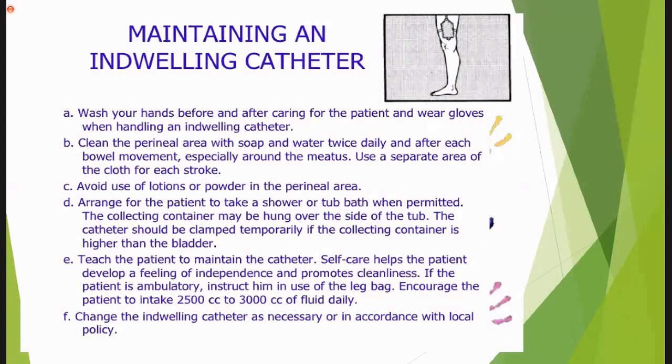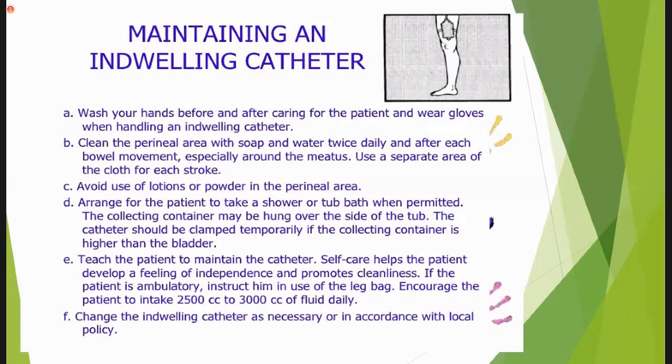How to maintain? Wash your hands before and after caring for the patient and wear gloves when handling an indwelling catheter. Clean the perineal area with soap and water twice daily, and after each bowel movement, especially around the meatus. Use a separate area of the cloth for each stroke. Avoid use of lotion or powder in the perineal area. Arrange for the patient to take a shower or a tub bath when permitted. The collecting container may be hung over the side of the tub.